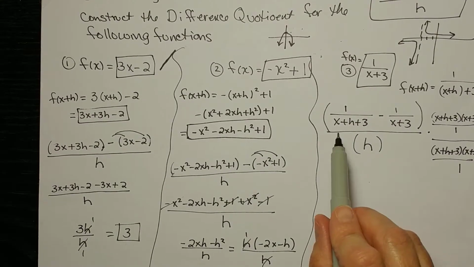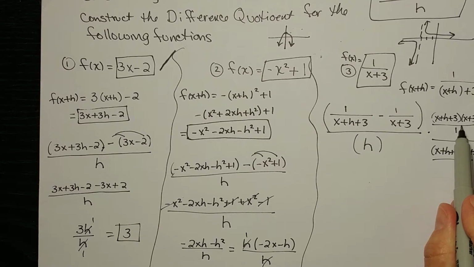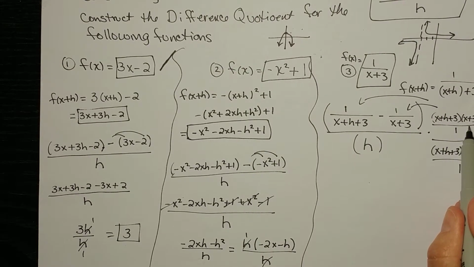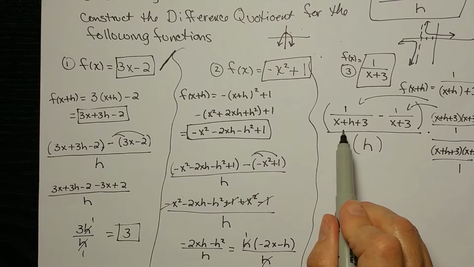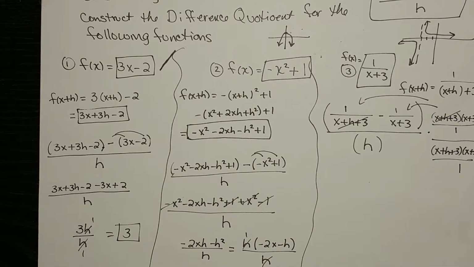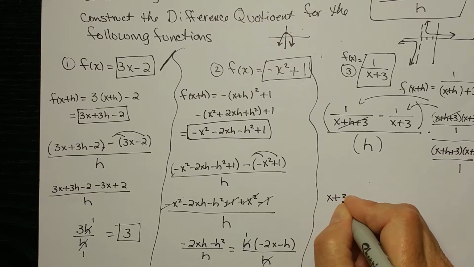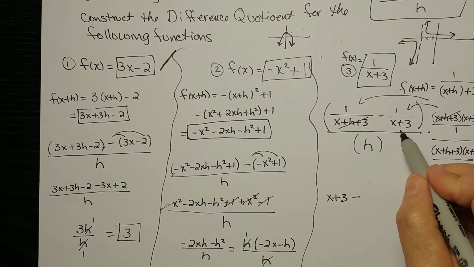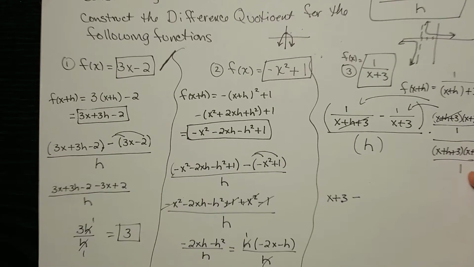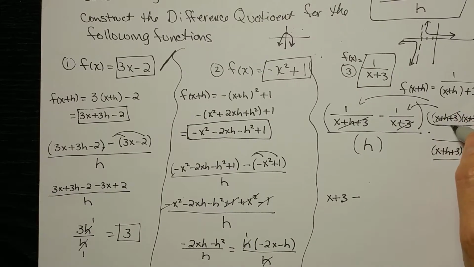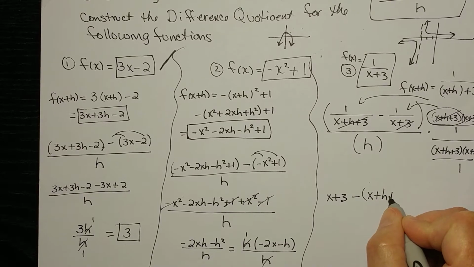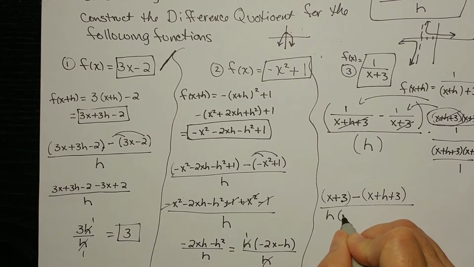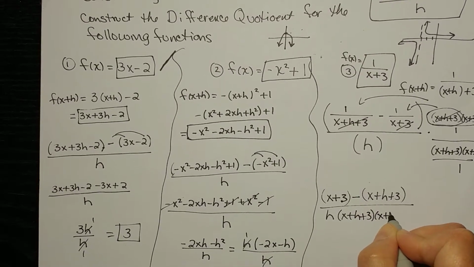In the numerator, when I multiply this numerator by x plus h plus 3 times x plus 3, it's going to distribute 2 times. When I multiply x plus h plus 3 times x plus 3 times this first term, 1 over x plus h plus 3, this x plus h plus 3 will cancel with this x plus h plus 3, leaving me with simply x plus 3. Here's my minus sign. When I multiply 1 over x plus 3 times x plus h plus 3 times x plus 3, x plus 3 will cancel with x plus 3, leaving me with this x plus h plus 3. This is all over h times all of this: h times x plus h plus 3 times x plus 3.